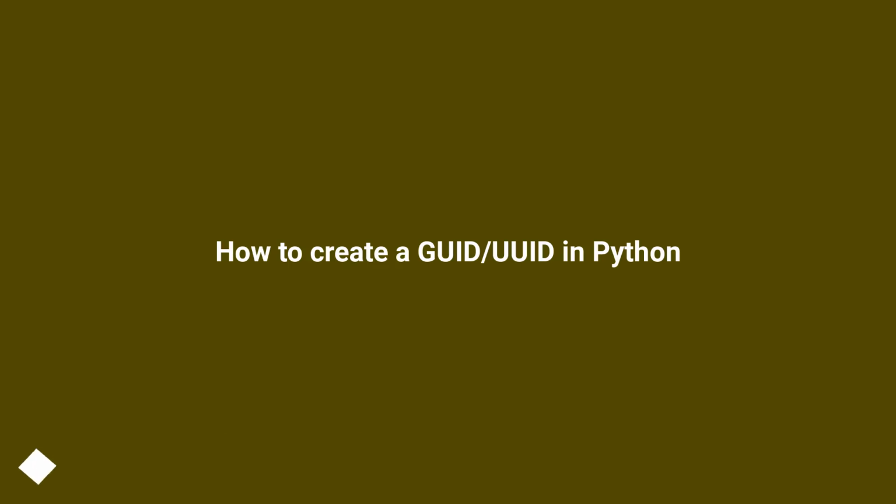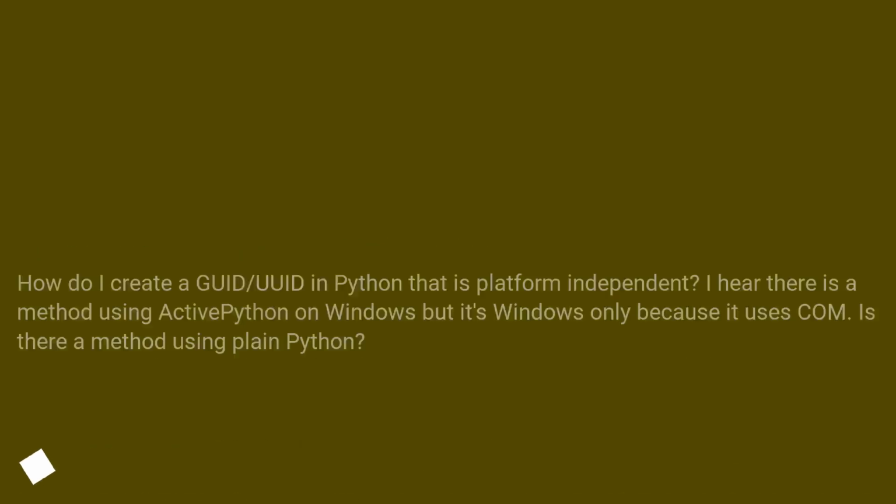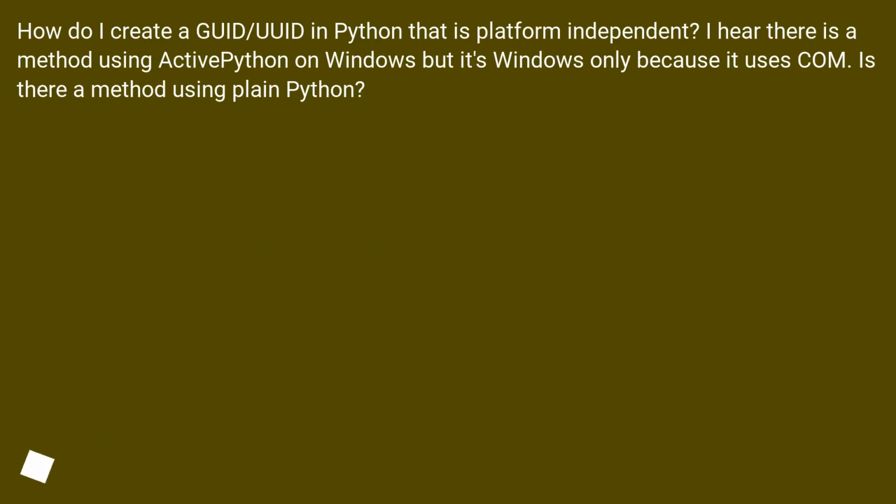How to create a GUID/UUID in Python. How do I create a GUID/UUID in Python that is platform independent? I hear there is a method using ActivePython on Windows, but it's Windows only because it uses COM. Is there a method using plain Python?